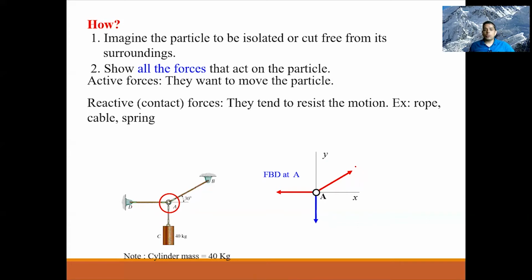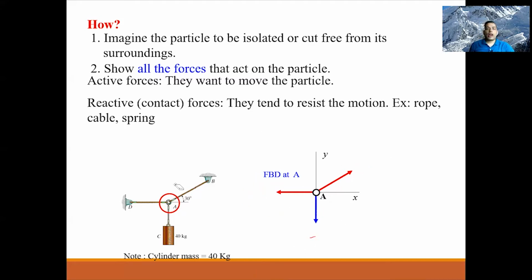This magnitude you can call, I don't know, FB. You can call this one FC. The magnitude of this force is FD. You can also denote it like this, which means it contains both magnitude and direction. This is called a vector. If you have the arrow on the top, it means vector, representing both magnitude and direction.